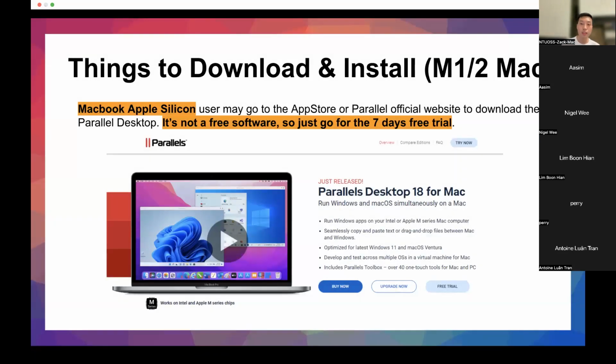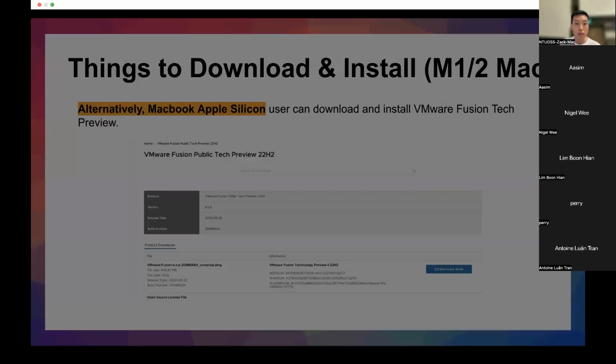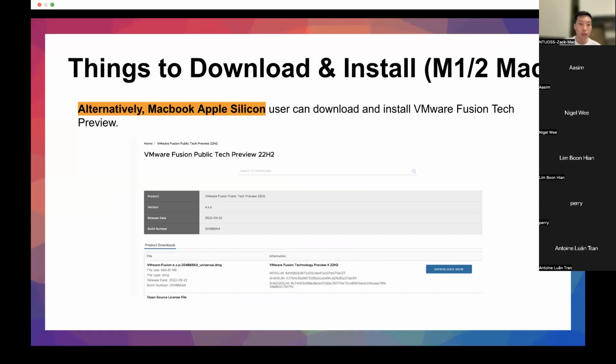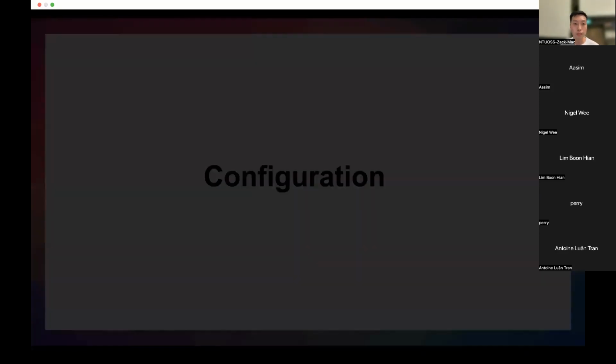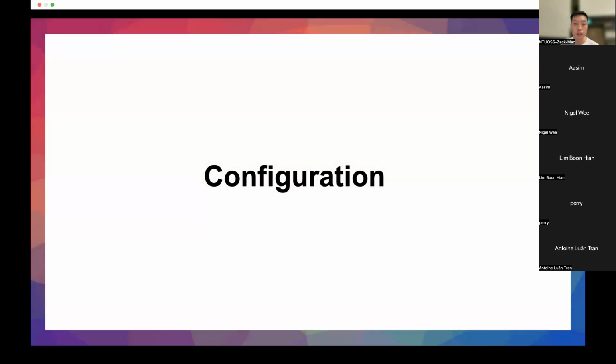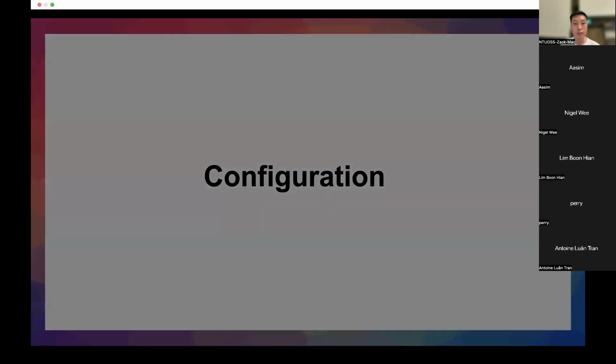If you're using an M1 or M2 Mac, then you can install Parallels Desktop or the VMware Fusion Tech Preview, both workable. Then there's some configuration that you can do, so you can always refer to the site if you don't know how to do the configuration.